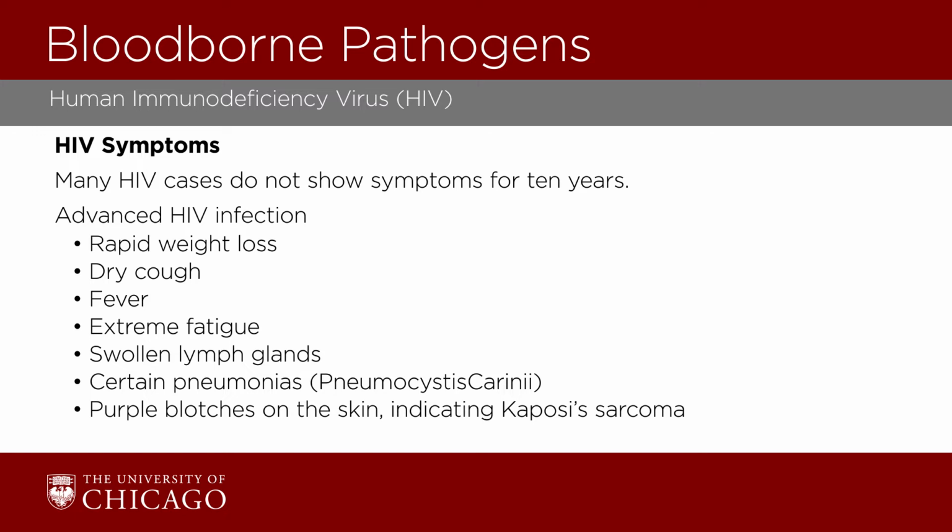The following may be warning signs of advanced HIV infection: rapid weight loss, dry cough, fever, profound and unexplained fatigue, swollen lymph glands, certain pneumonias, pneumocystis carinii, and a form of cancer, Kaposi sarcoma, that produces purple blotches on the skin. However, no one should assume they are infected if they have any of these symptoms.